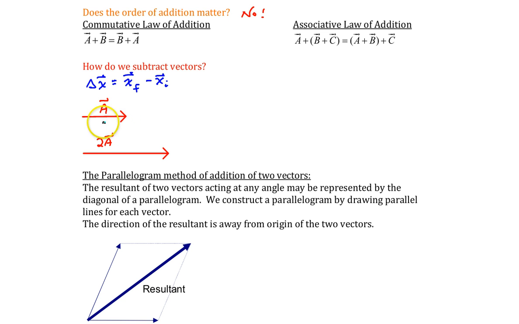So when you multiply a vector by a scalar quantity, a number, basically 2 in this case, the length of the vector changes by the factor that you multiplied it by.